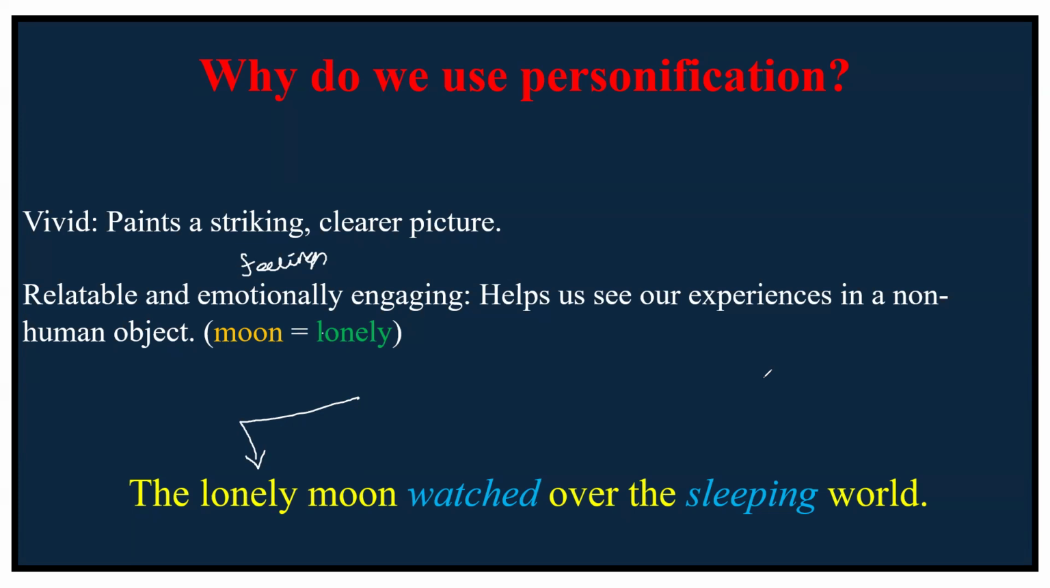But by adding this personification, the lonely moon, the sleeping world, these are emotions, these are feelings, these are attributes that we give to humans, and we know them very well. Yeah, we know what it is to be lonely. We know what it is to be asleep. And when we add them to things like the moon and the world, the whole sentence becomes emotional, it becomes vivid. So personification is a really, really useful, creative, engaging type of figurative language.